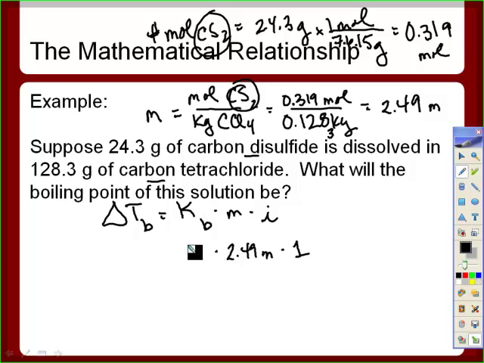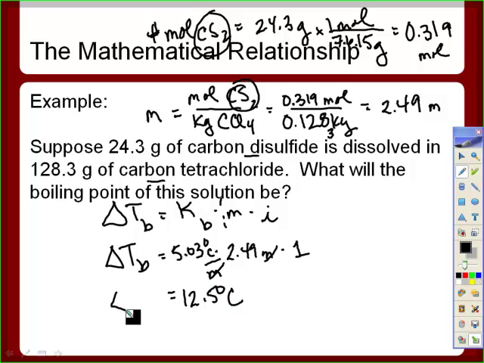So the only other thing I need, and remember, for my solvent, I need my molal boiling constant. So if I look at my reference sheet for carbon tetrachloride, that value is 5.03 degrees C per molal. So again, molality cancels, so my change in boiling point is going to be 5.03 times 2.49. 3 sig figs gives me 12.5 degrees Celsius.